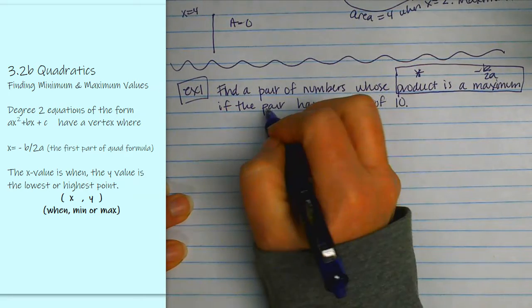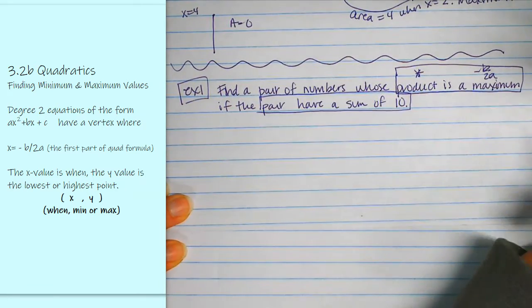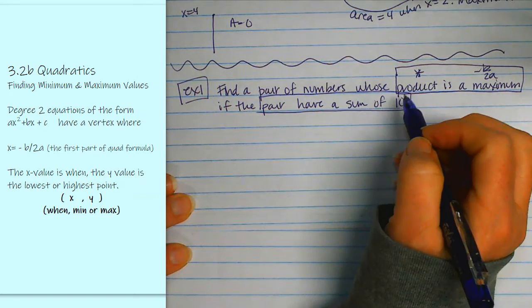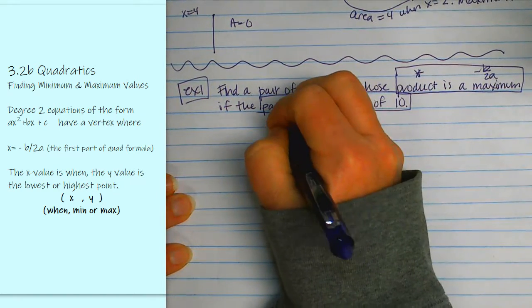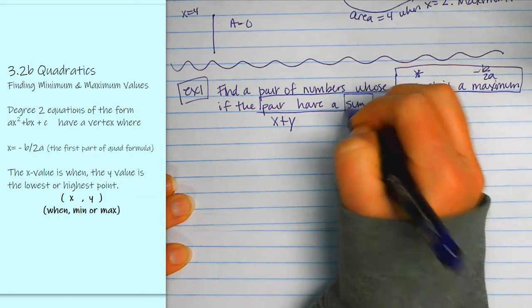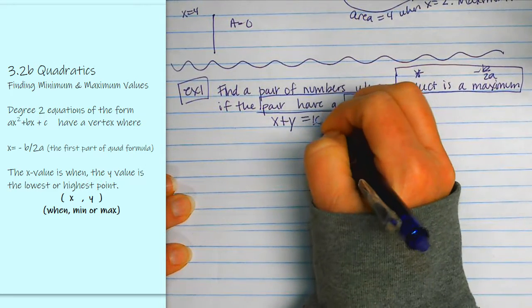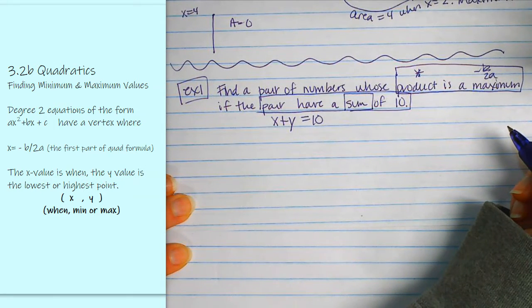10, so this is a second piece of information that we're going to need. It's like the constraint. It's like our other equation where we said a side was x minus 4. It had to be that way. So the pair of numbers, let's say they're x and y, we don't know what they are, have a sum, and that's why I said x plus y. When we add them together, we get 10. So this is always true, x plus y equals 10.